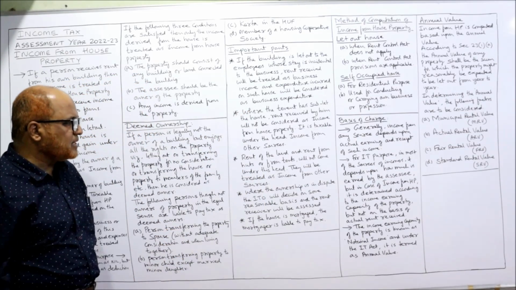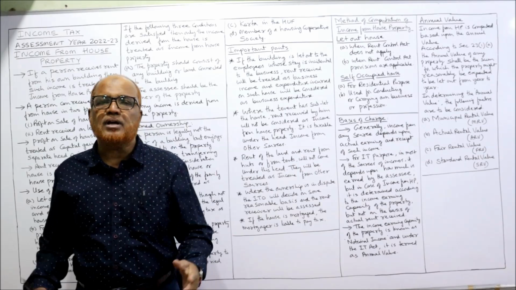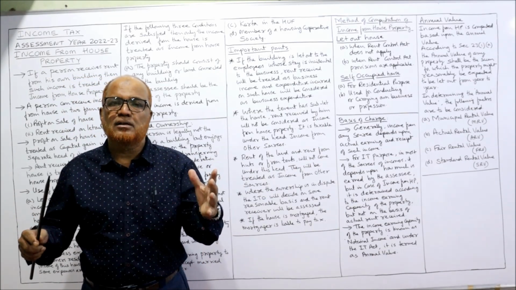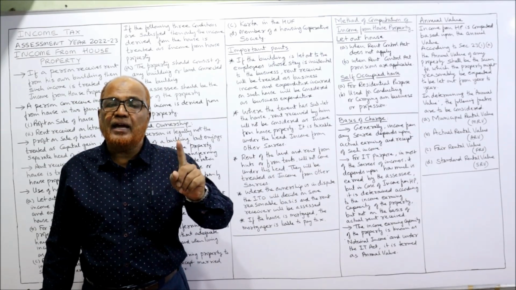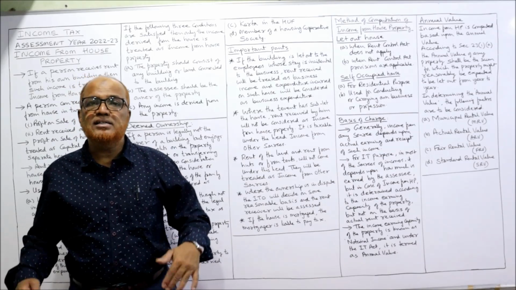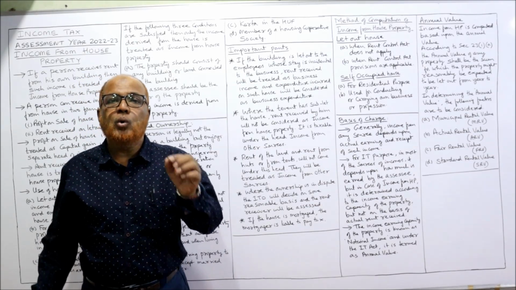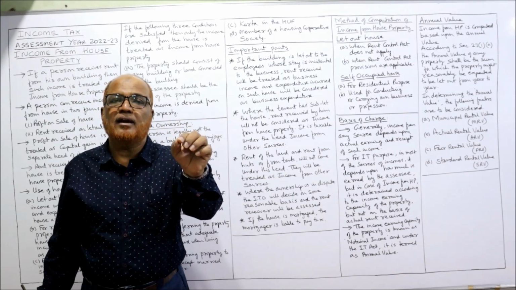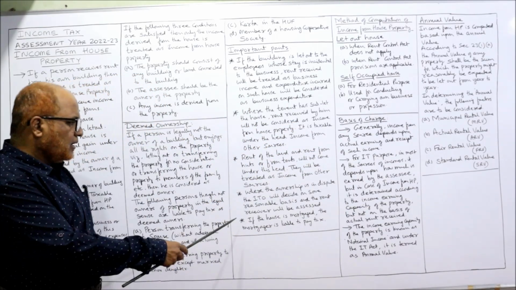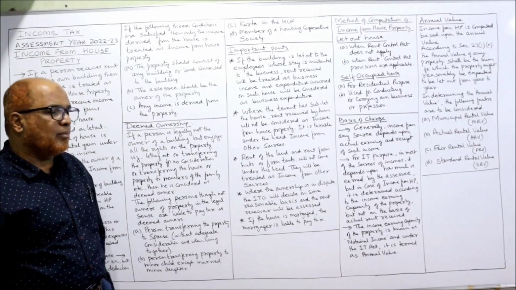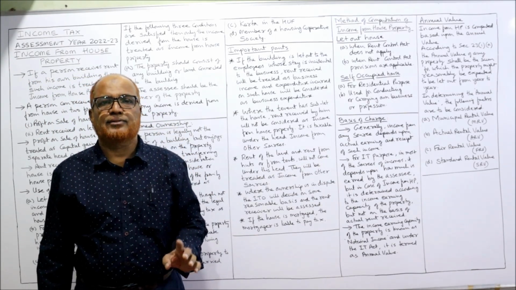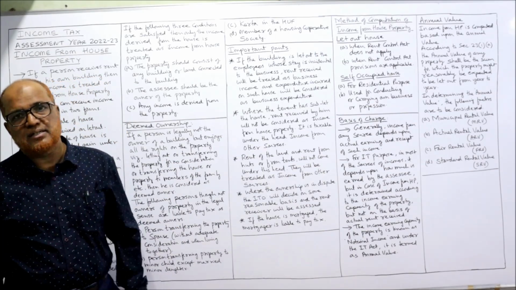Next, where the ownership is in dispute, the ITO will decide. Sometimes the property is in dispute between two persons. Income Tax Act will not wait till the verdict of the court. The ITO will decide who is the recipient of the rent right now. He will pay the tax presently. Then if the house is mortgaged, the mortgagor is liable to pay the tax. So these are the points to be considered.